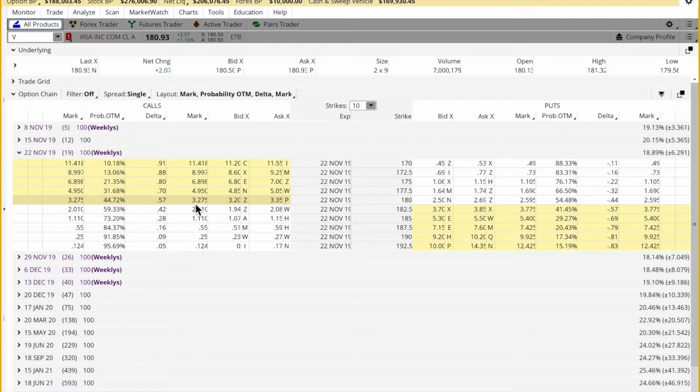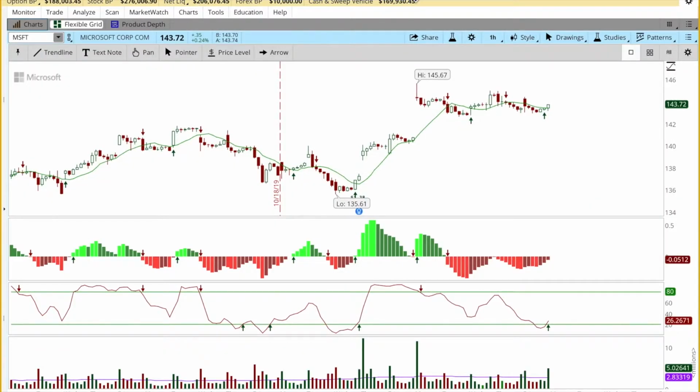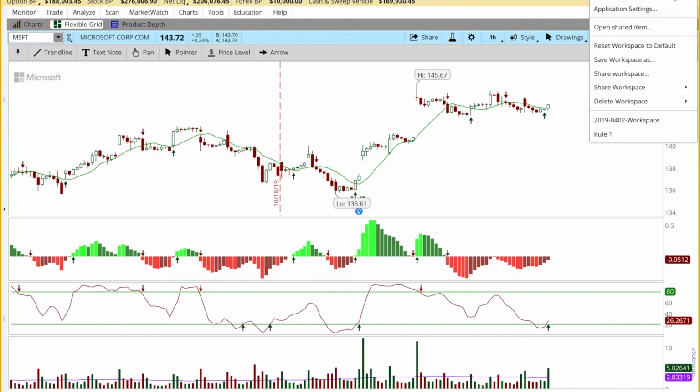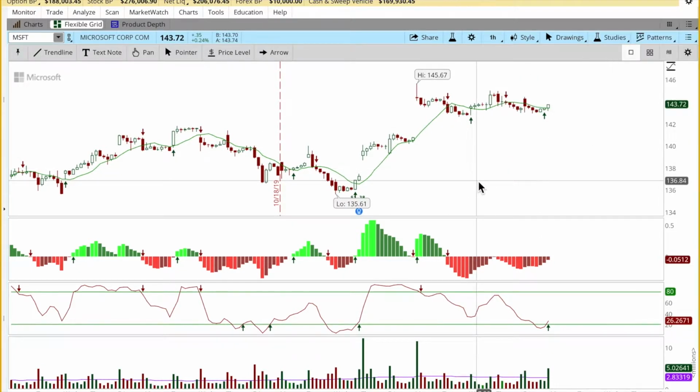I'm not sure why, but I save my customizations and then I load them up each time that I need to. But for some reason they keep disappearing, and you can see in the upper right of the screen, you can see the save workspace as, share workspace. See, I have these different workspaces that I like to keep whenever these indicators disappear. And so this is just the one thing about TD Ameritrade that kind of bugs me, right? That it's kind of buggy.